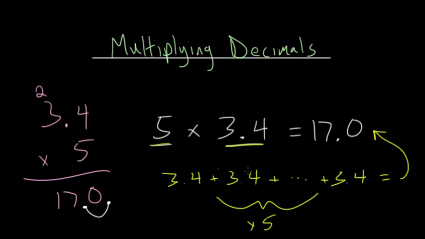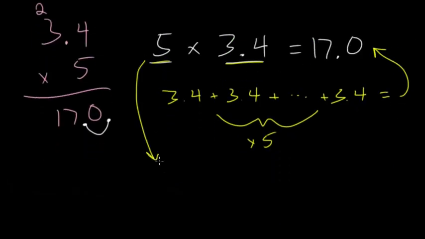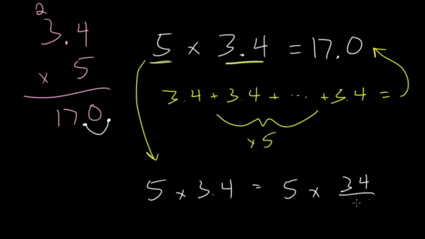So another way to make sense of this type of problem is to essentially just rephrase the problem. So 5 times 3.4 is the same thing as 5 times 34 over 10, because essentially you have 34 tenths here. We can just divide everything by 10, and these are equivalent. Remember, division by 10 just moves the decimal one place to the left. So we can do it in reverse, write this as 34 over 10, and then we can just do 5 times 34, and then at the end divide everything by 10.